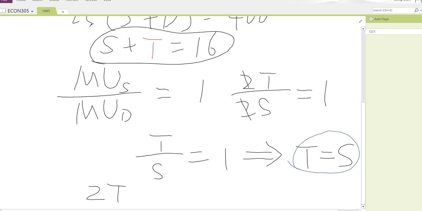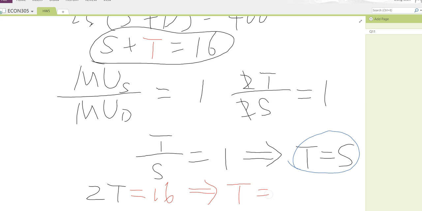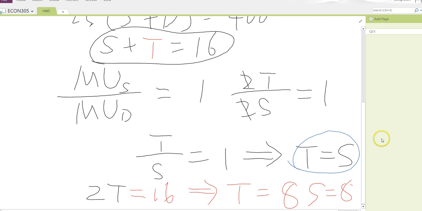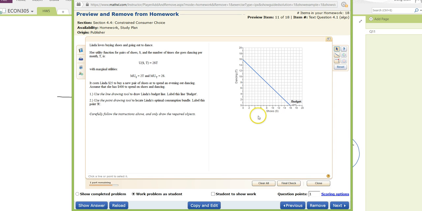So 2T equals 16. Hence, T equals 8. And hence, S also equals 8. So both equal 8. That's our optimal consumption bundle. Now we can pinpoint this point, which is right here, for both pairs of shoes and number of times going dancing equal to 8. So that's our optimal.